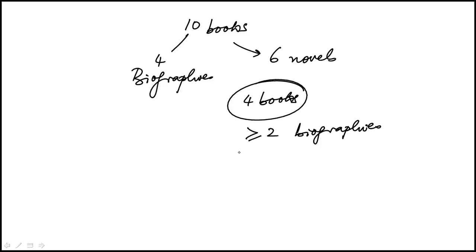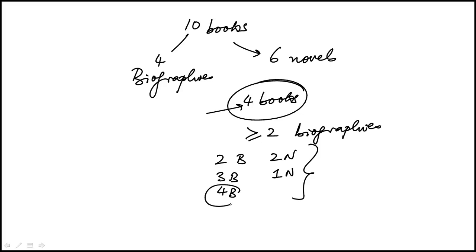which means the scenarios that are possible for these 4 books is he could have 2 biographies, I'm going to just call B, and 2 novels, or 3 biographies, 1 novel, or they could all be 4 biographies. So these are the 3 possible scenarios. And the question is asking how many selections of 4 books satisfy the requirements.